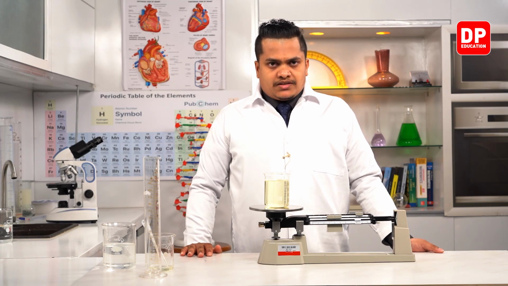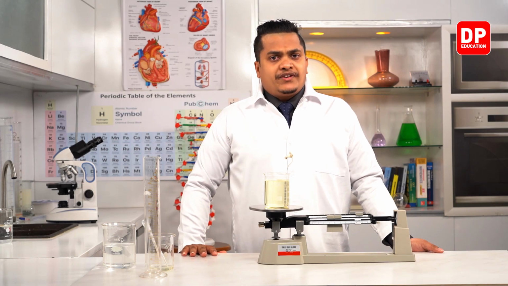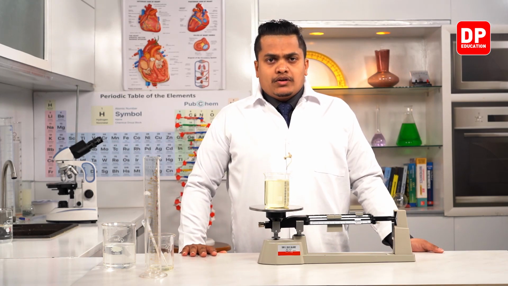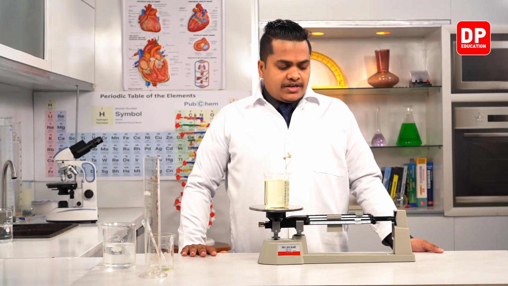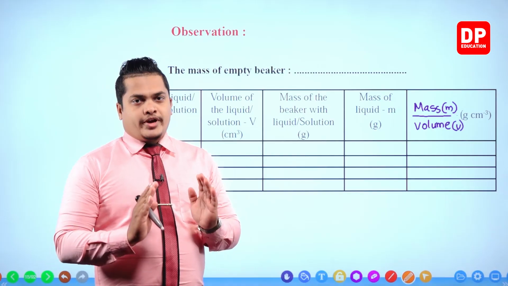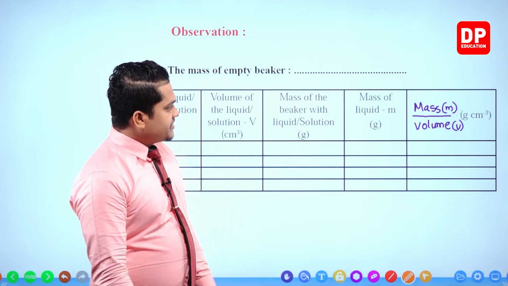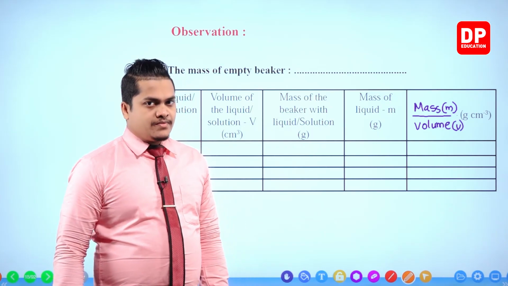We measured the mass of 250 milliliters of water, 250 milliliters of coconut oil, and also 250 milliliters of common salt solution. Now let's head on to the classroom and we'll tabulate our readings. Right, my dear children. So we have conducted the activity. Now it's time to tabulate our readings.